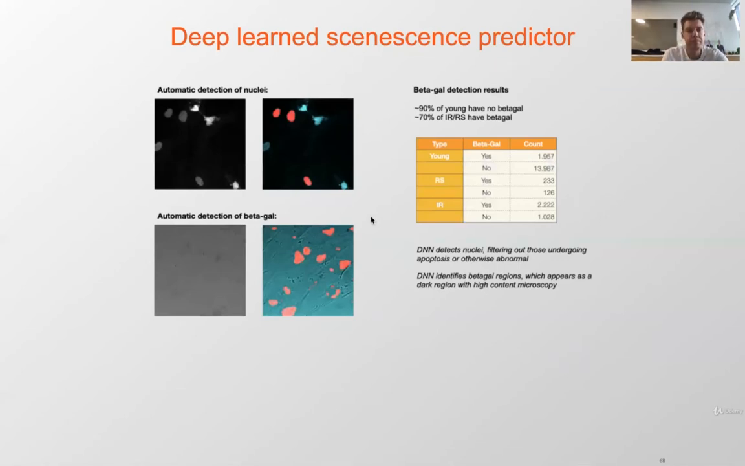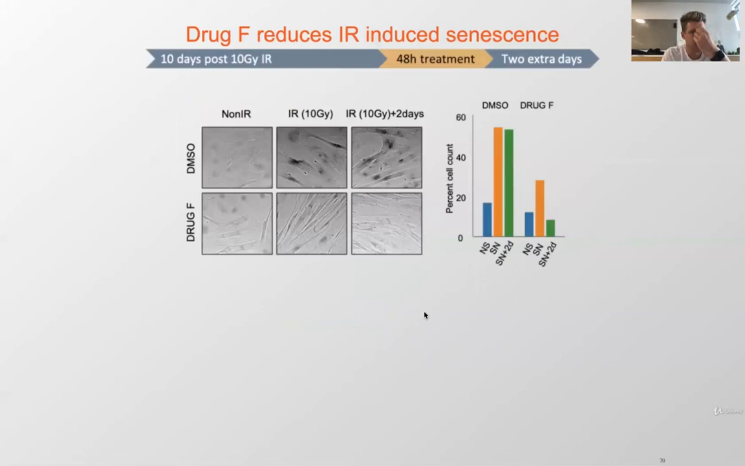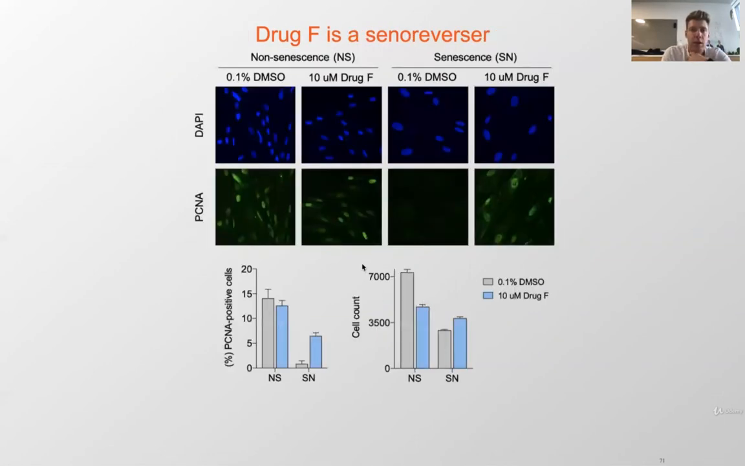So we also wanted to see if the cells developed senescence. And for this, we used beta-gal staining and a deep learned predictor that can find beta-gal and predict senescence in cells. And using this approach, we can see that this drug decreases the amount of senescent cells, suggesting that it reduces senescence. And not only does it reduce senescence, it actually appears to reverse senescence.